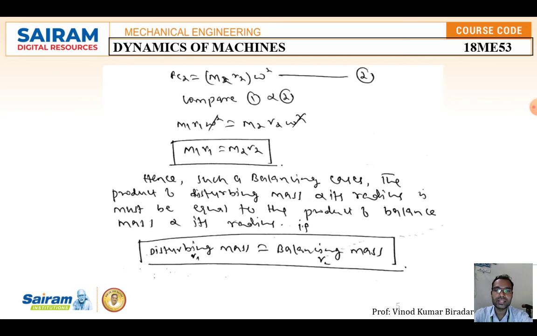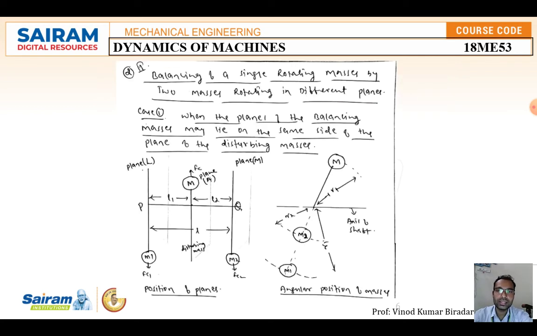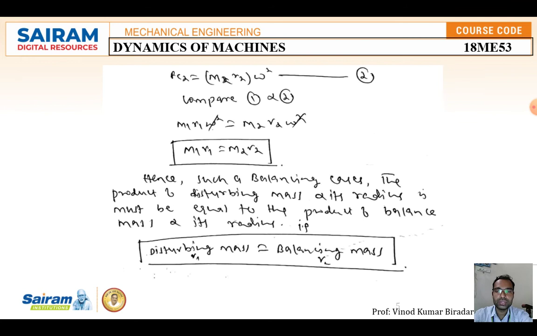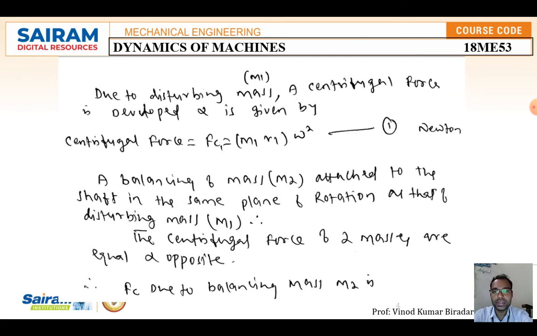Hence, in such balancing cases, the product of the disturbing mass and its radius must be equal to the product of the balancing mass and its radius. So if the disturbing mass is equal to the balancing mass, then r1 is equal to r2. So this is the first case, about the balancing of a single mass rotated in a single plane. I hope you understand.